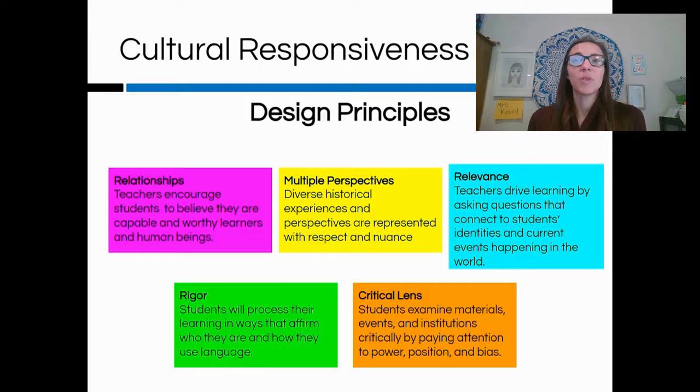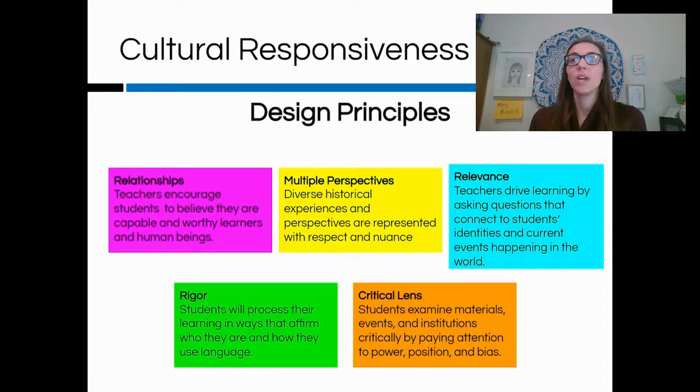Our fourth design principle is rigor. Students will process learning in ways that affirm who they are and how they use language. And so the way that we do this here at Glasgow is we try to offer as much student choice in how students both learn and present the material. So that means typically a couple of different options on an assessment or a couple of different options for how they want to learn the material.